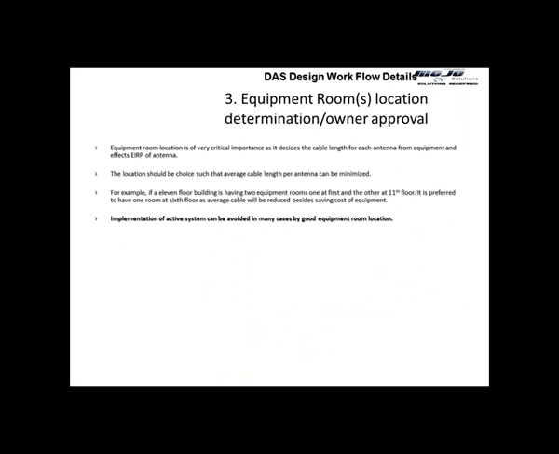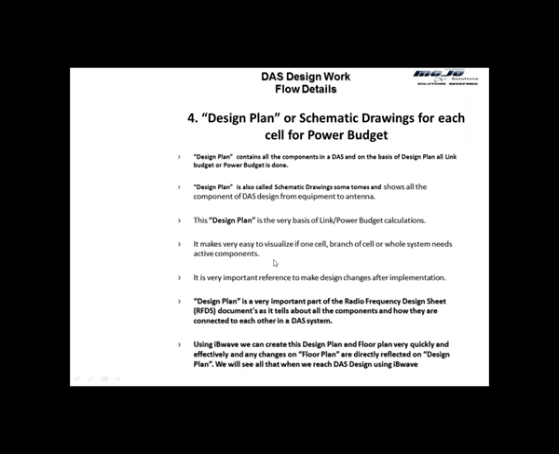Okay, so once we arrive at the floor plan, we move to the design plan. What is design plan? Design plan is actually the link budget, the calculation of the cable lengths, what kind of antenna we are using. It's a complete link budget and the schematic drawing of the connection. So it is the connectivity drawing of our DAS system, how we are connecting, and what is the power calculation or the EIRP for our system or at our antenna.